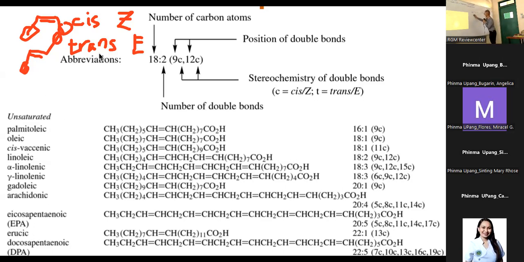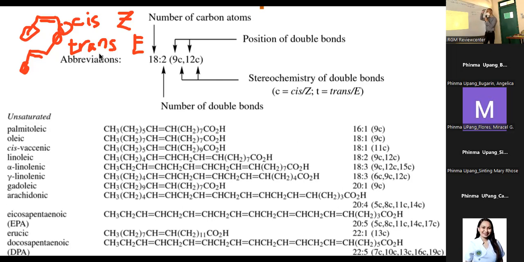Kaya punta na tayo dun sa iba pang mga fatty acids. Another very common fatty acid is your oleic acid. For those who are online, siya lang yung nasa next line. Oleic acid is C18. There are 18 carbons. There is one double bond that is present at position number 9 as well. 18-1. Ayan, so that's your oleic acid.